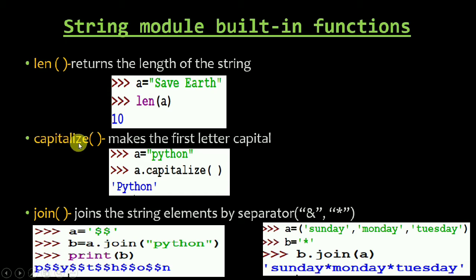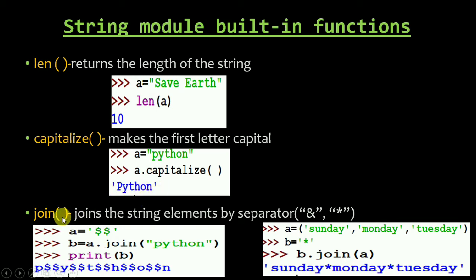Next function is capitalize. The capitalize function makes the first letter of the string capital. We say A equals to python. So here we have all the letters as small letters. And if we type A dot capitalize, then it will return us the answer as this. That is, the first letter P became capital and the rest of the letters are the same as before.